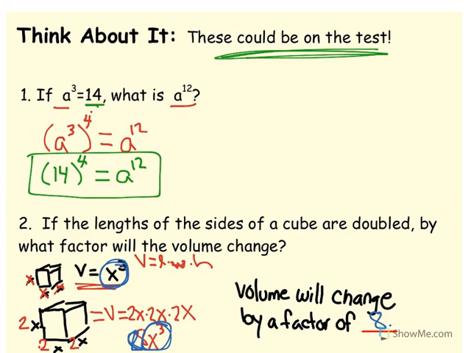It would be a number cubed. If we double the sides, that does not mean the volume itself is doubled, because each length is doubled. So that's double times double times double. 2 times 2 times 2 is 8, so it is changed by a factor of 8.